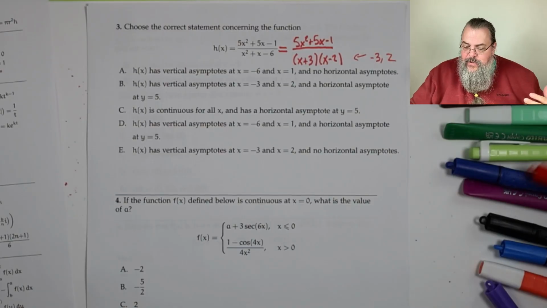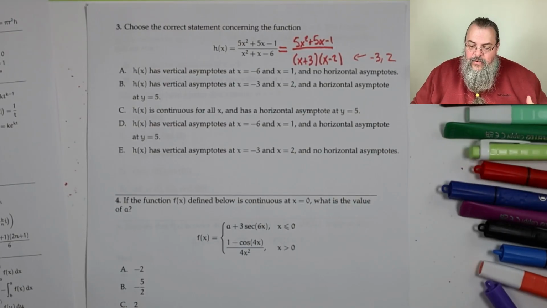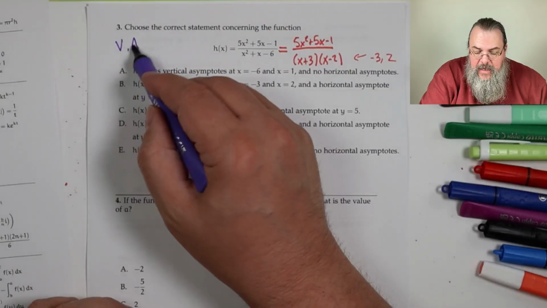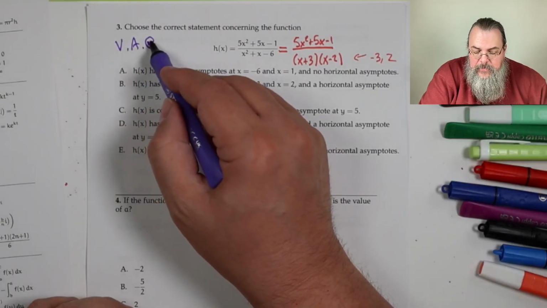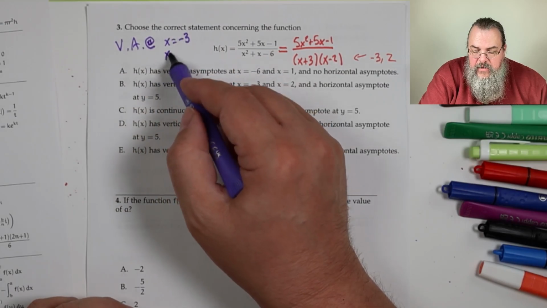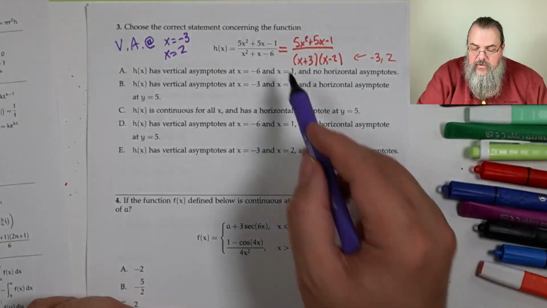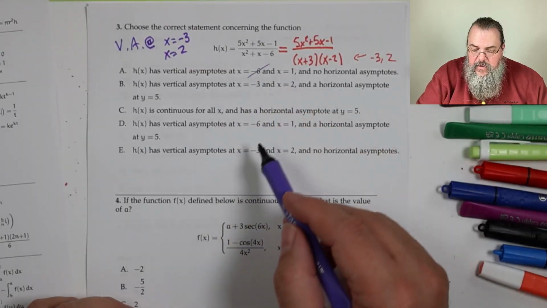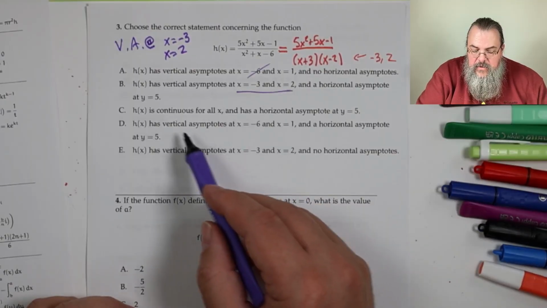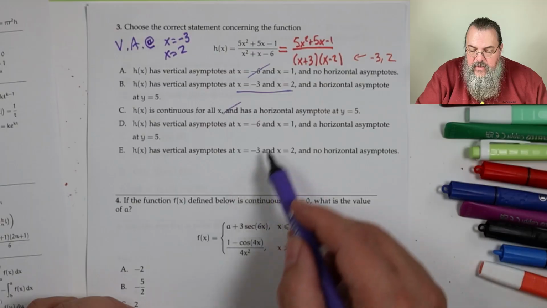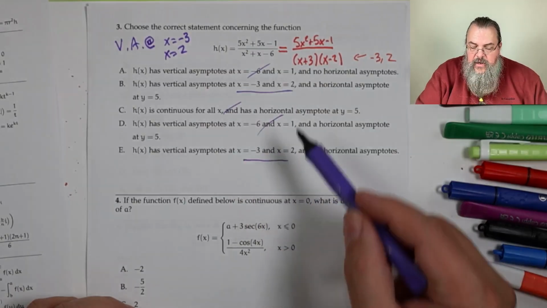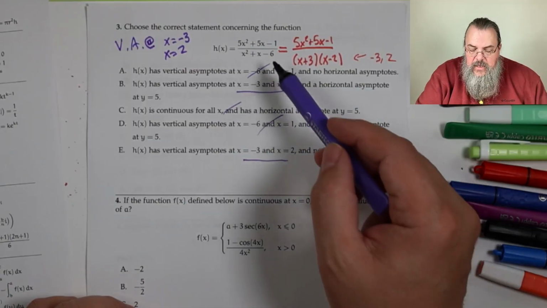Okay, so at this point, we can say vertical asymptotes have to happen at x equals negative 3 and x equals positive 2. So that's not good. B is possible. It's not continuous because we have asymptotes. That's not good. And E is possible. All right, so we've ruled out A, C, and D.